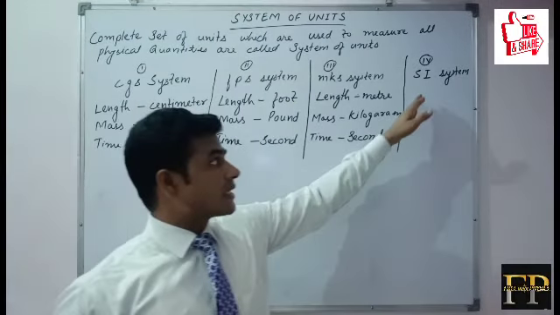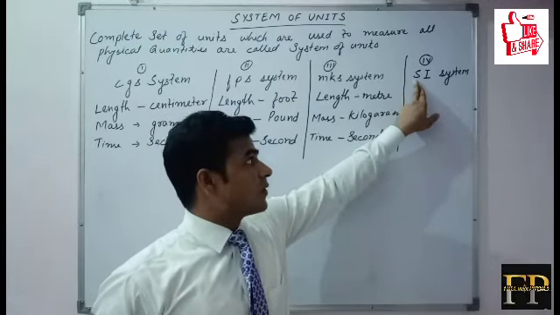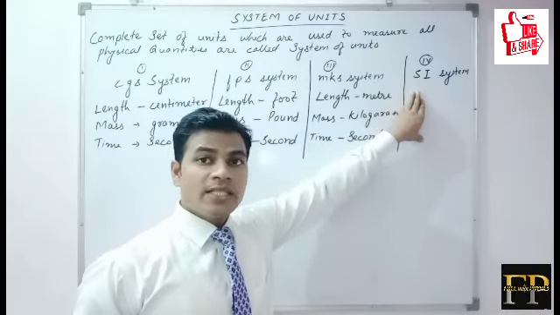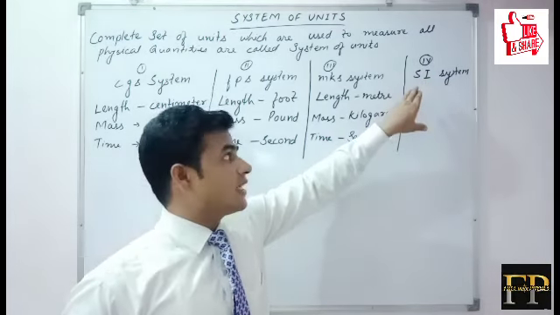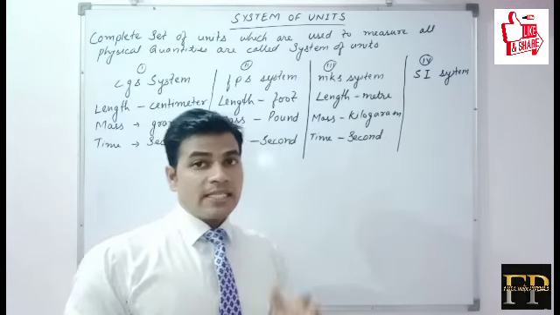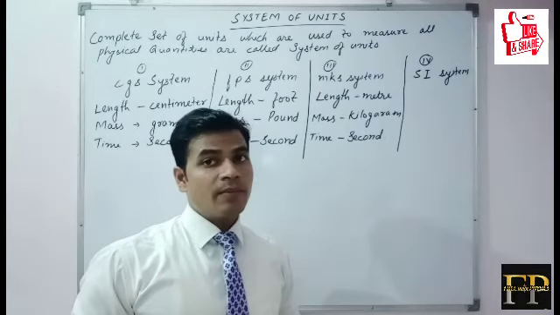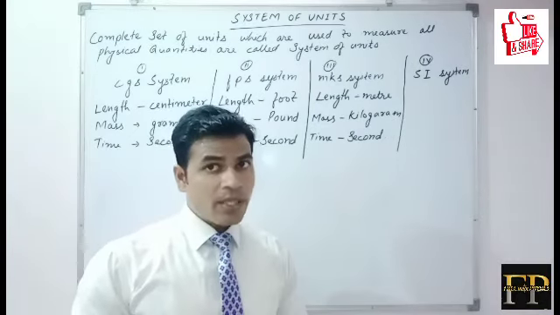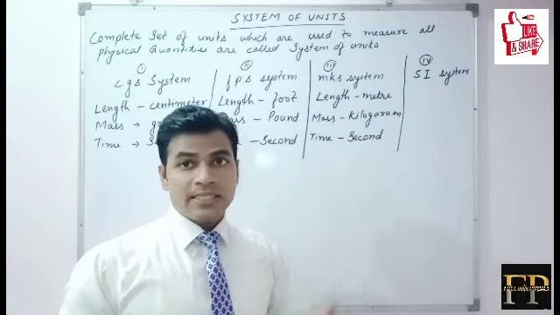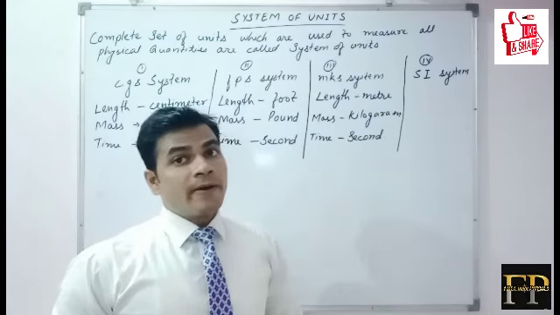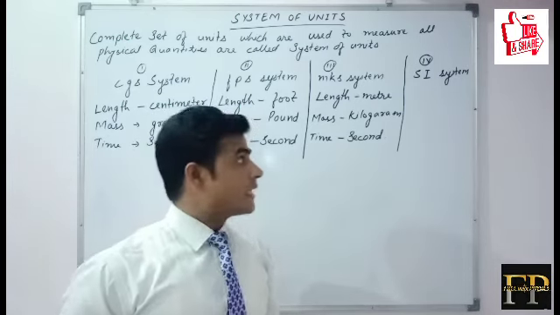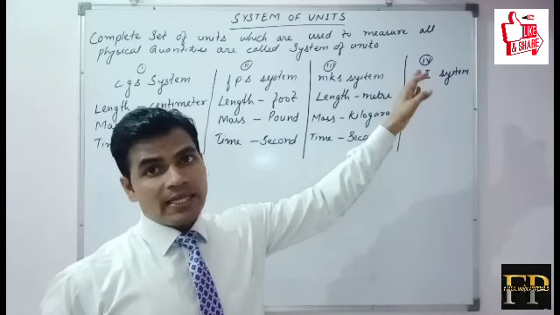So in this SI system, SI stands for Système International d'Unités, which is taken from the French language, and we abbreviate it as the SI system. Here we will define the standard units of all the fundamental physical quantities, and we know that there are 7 fundamental physical quantities. In the SI system we will define the units of all these 7 fundamental quantities, and the SI system is universally accepted.